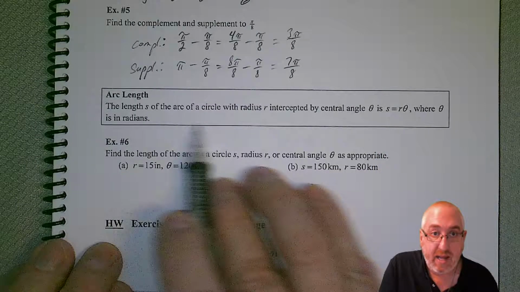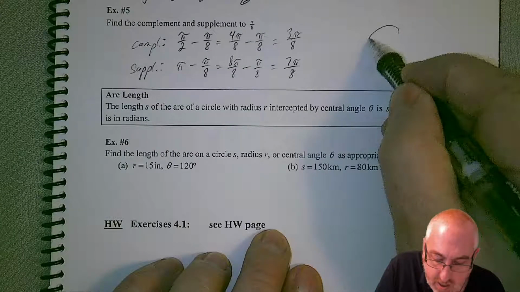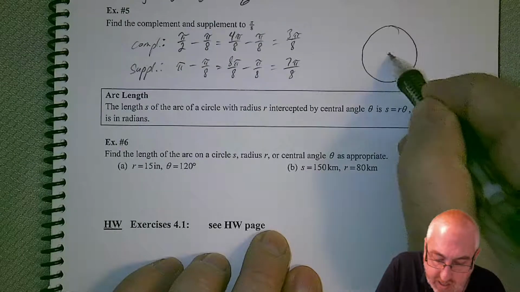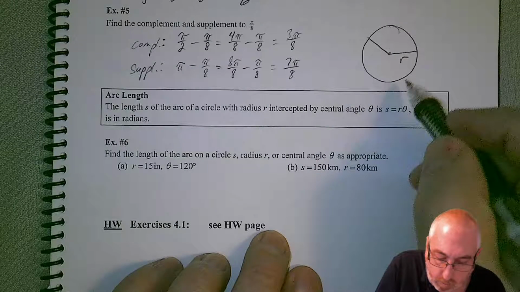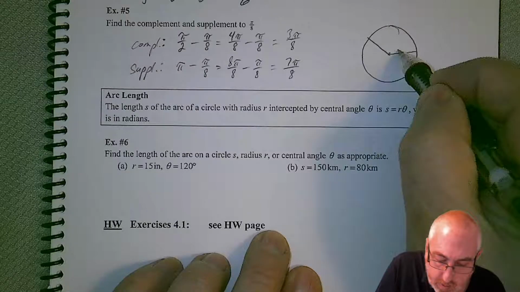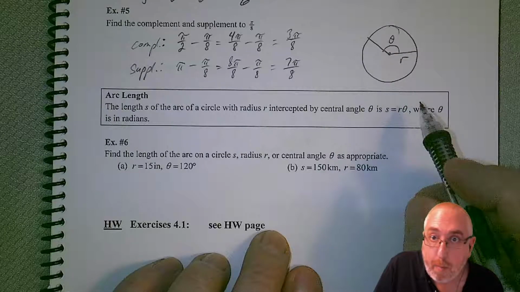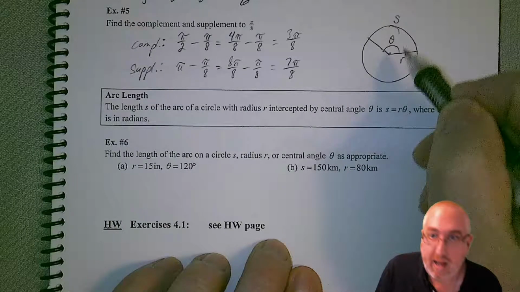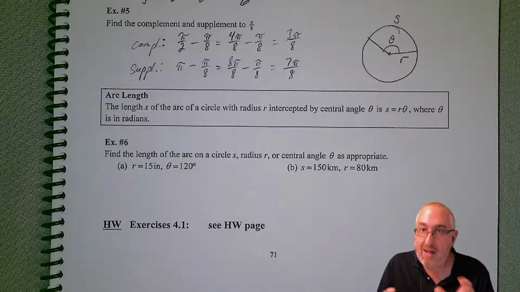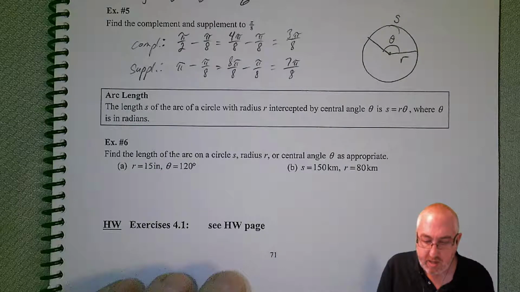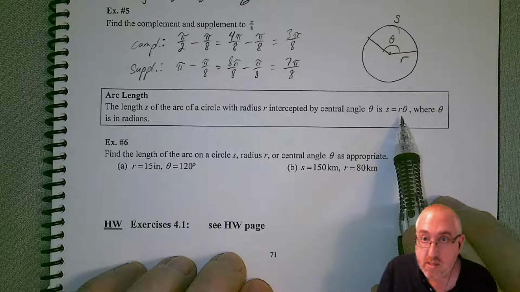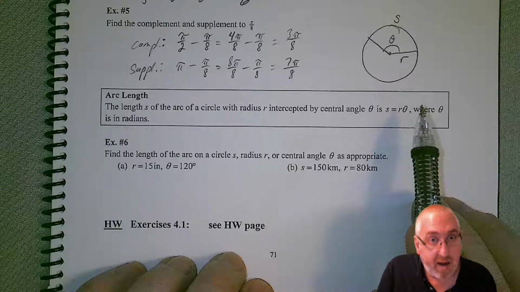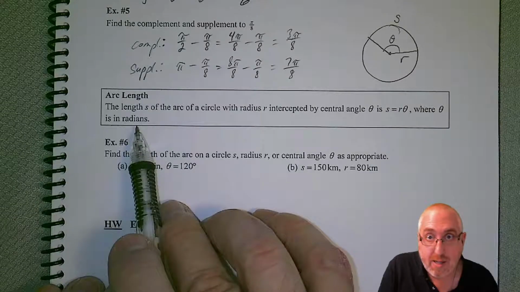So again, you could have any circle you want with any angle you want. So we know the angle is theta, but the length of the arc now is S. So that's the relationship for this formula. S equals r theta. So the length of the arc equals the radius times the angle. But the angle has to be in radians. So be careful.